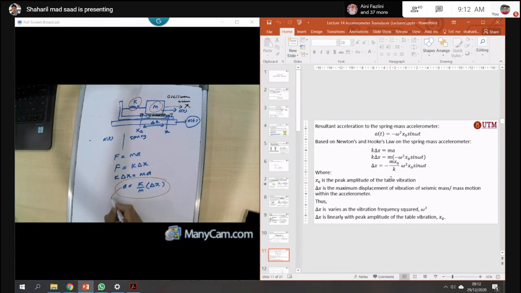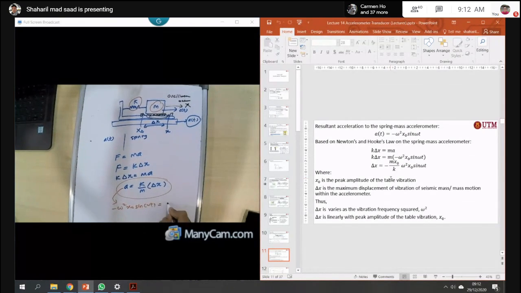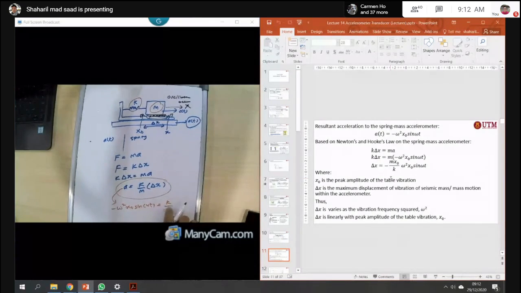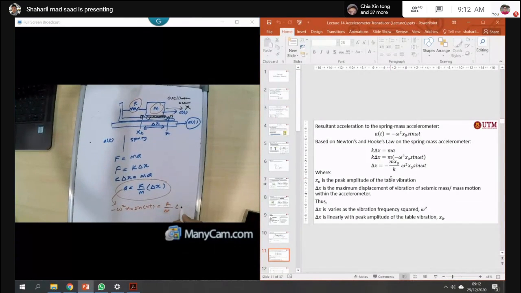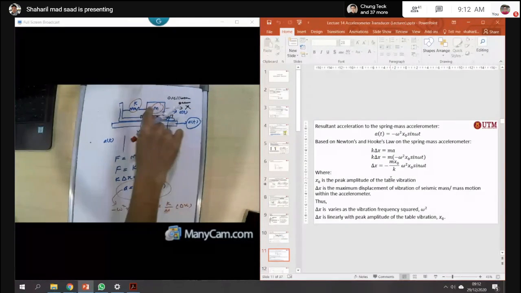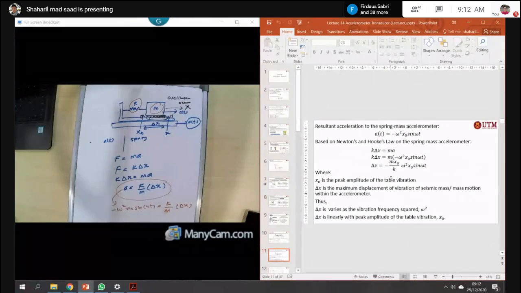So the acceleration a is given as minus omega squared x naught sine omega t. This means k over m times the delta x. So this is the relationship. It comes from your sensor itself, k and m.